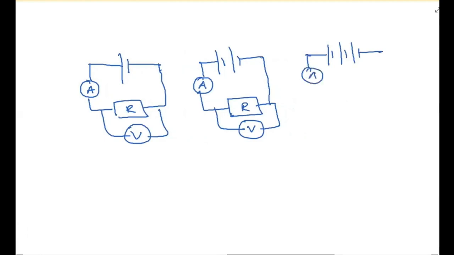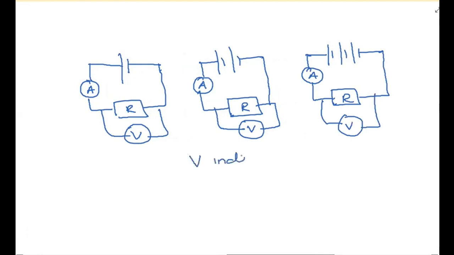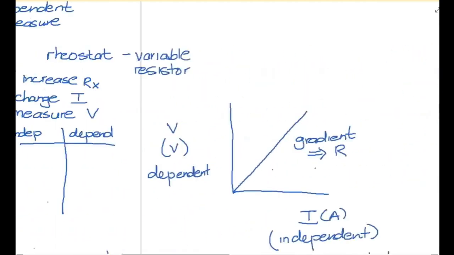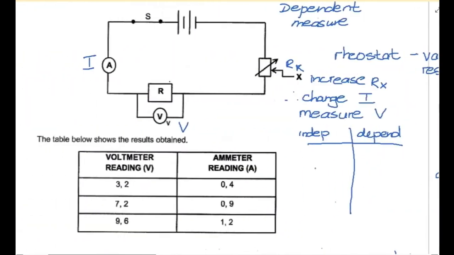So if you were doing it in the lab and you changed the number of cells, then this one here, your V is your independent. I is your dependent. So can you see how in this one I changed the amount of volts? And the other one, having this rheostat here, Chris, made it that it was current I was changing.